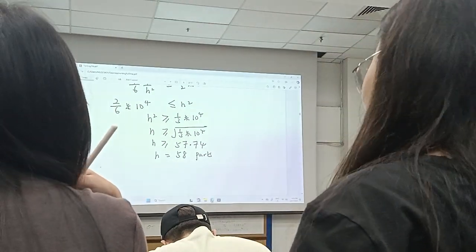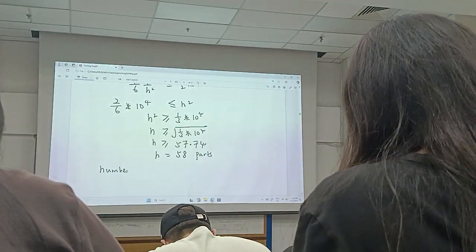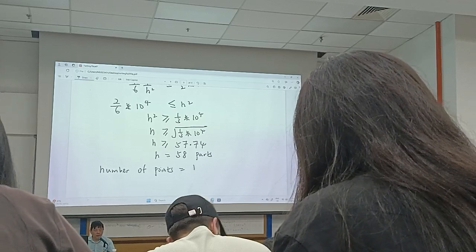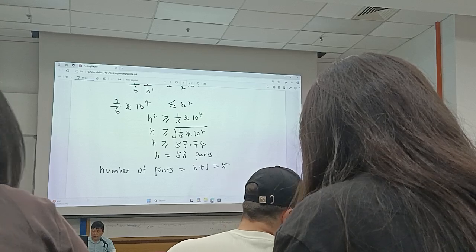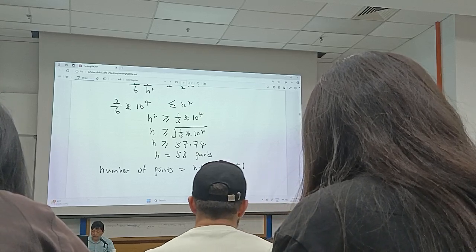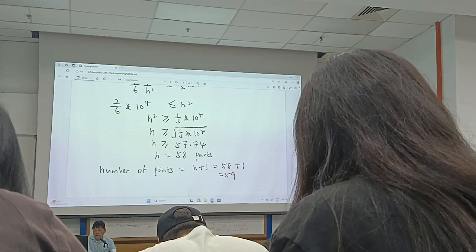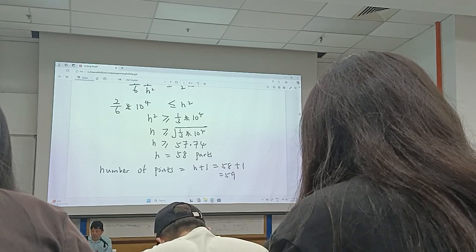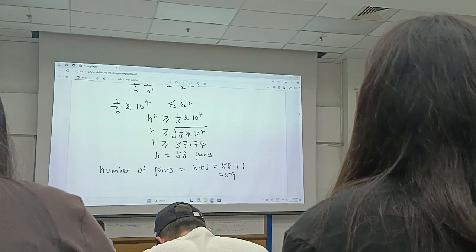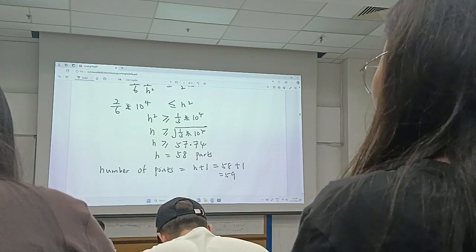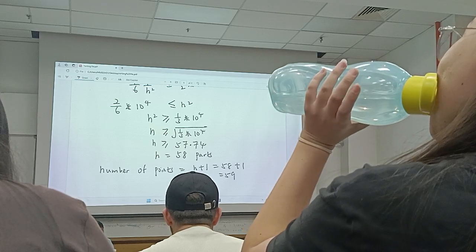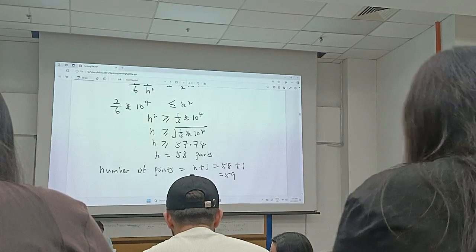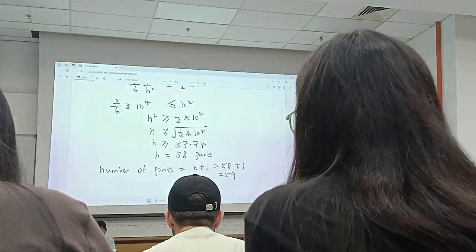Okay, so how to get number of points? Number of points equal to n plus 1, right? So 58 plus 1 equal to 59. Okay. So that's all for this trapezoidal rule. Last one. Then we stop.